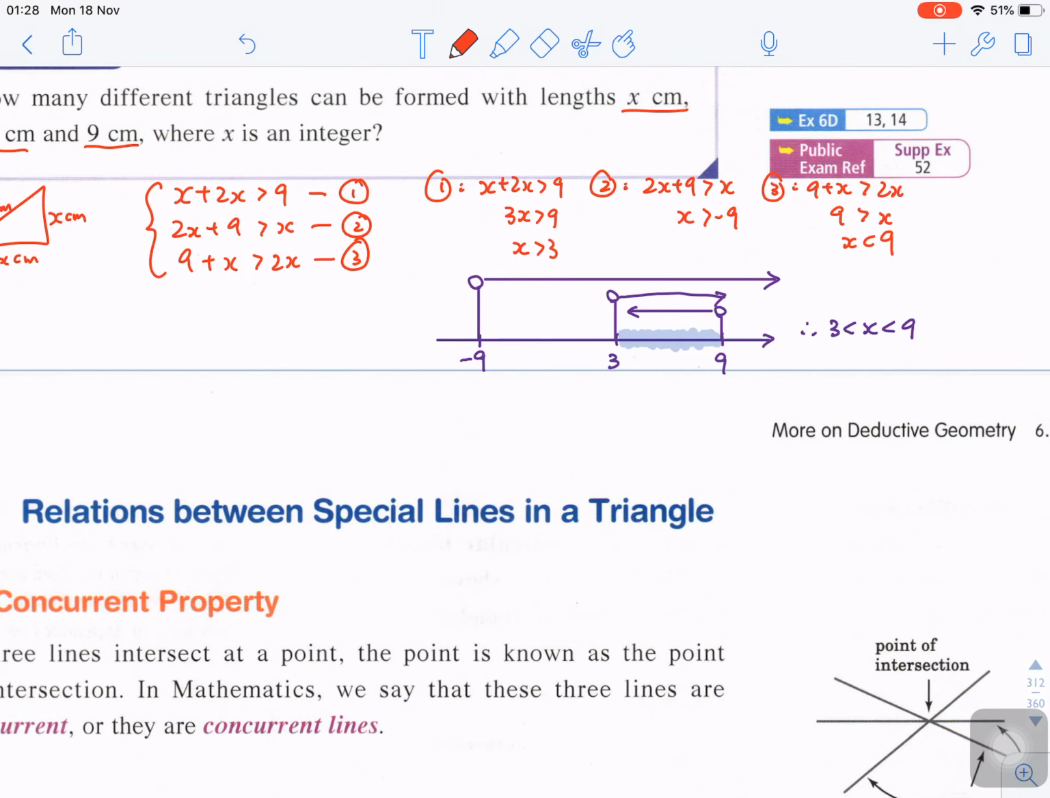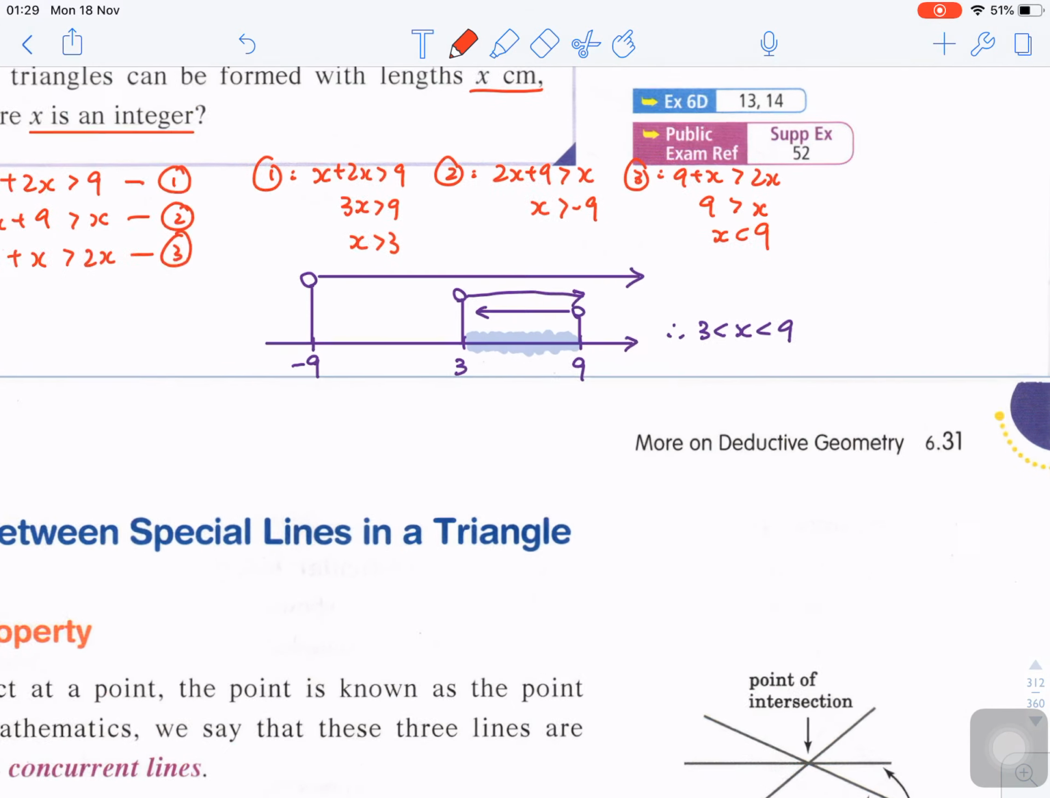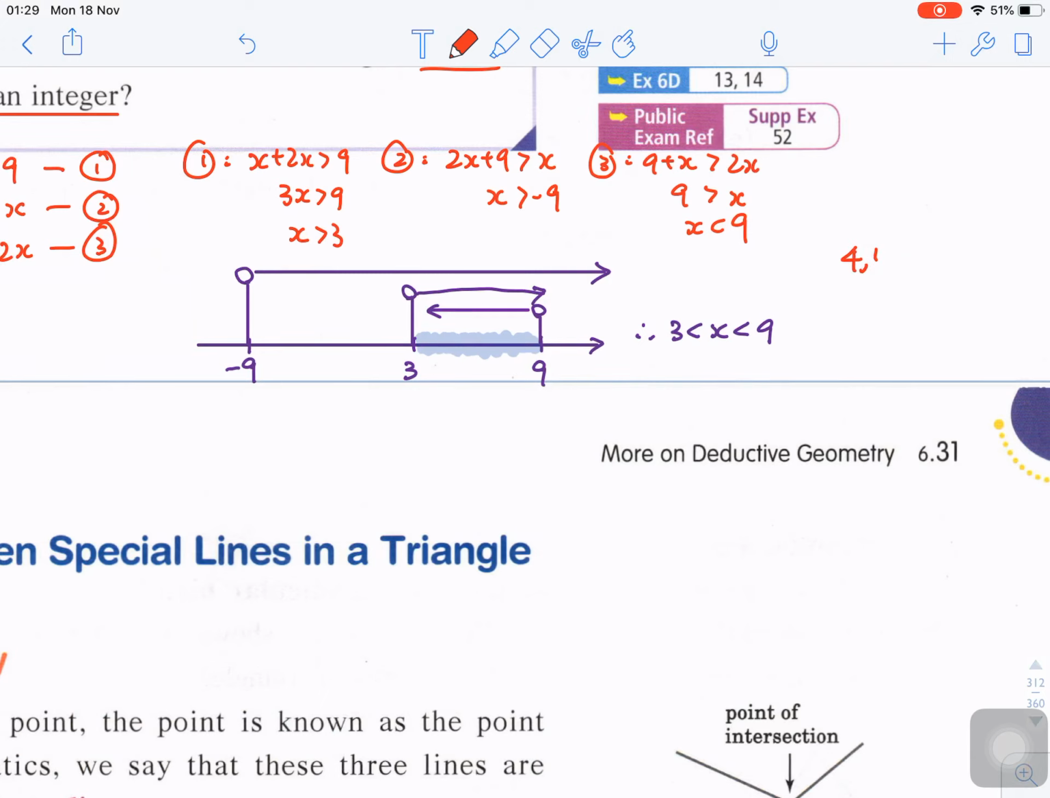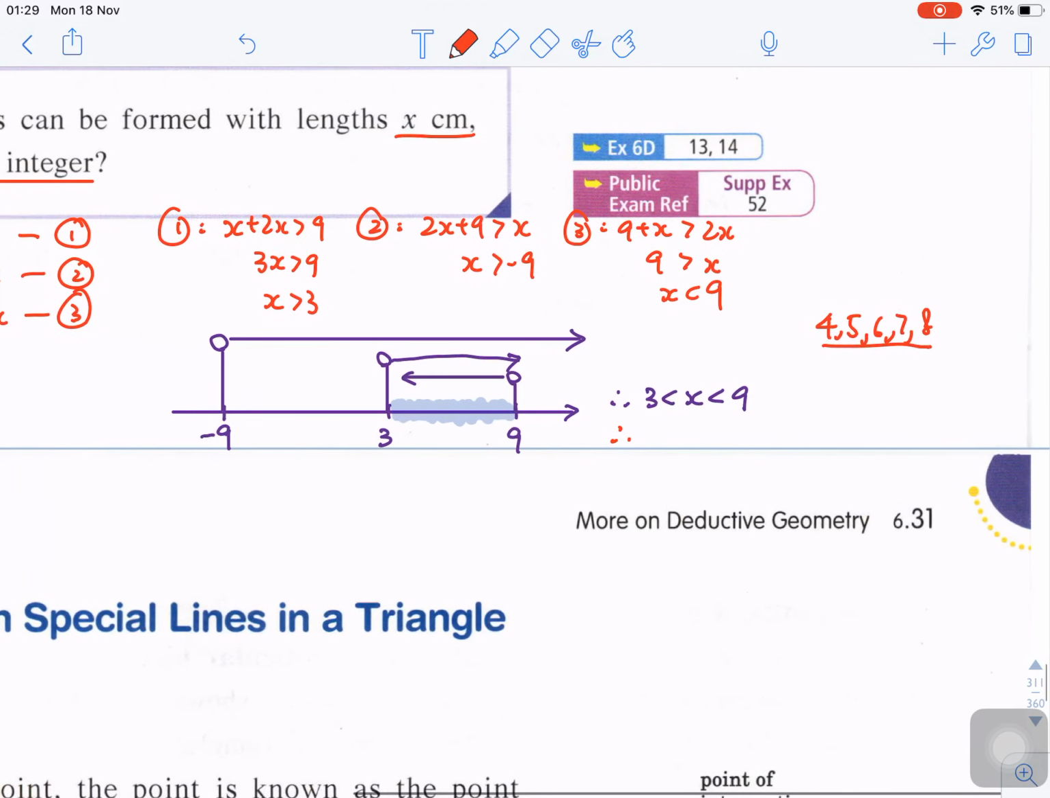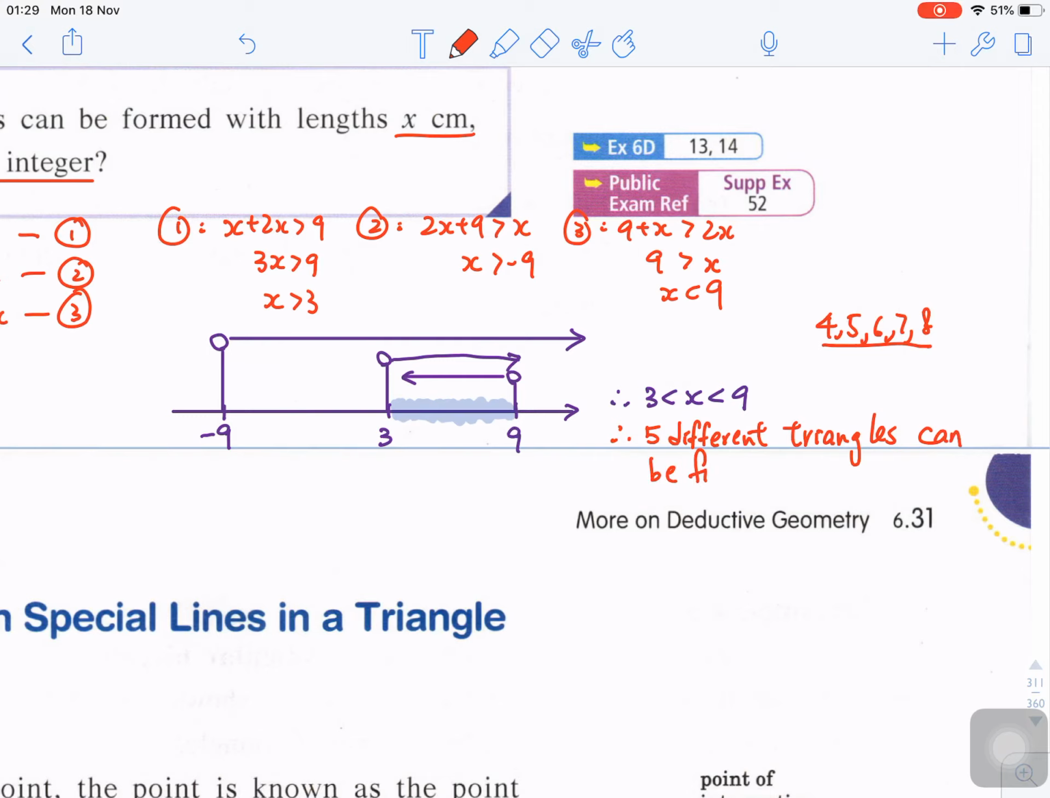Now x is an integer. So what can be the values of x? They can be 4, 5, 6, 7, 8. Only these 5. So how many different triangles can be formed? 5 different triangles can be formed. Are you sure?